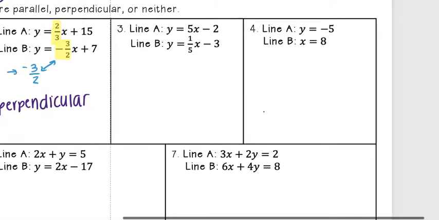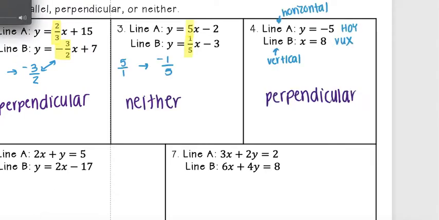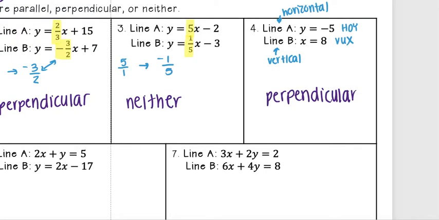Okay, go ahead and pause the video. I want you to try number 3 and number 4. So the answers you should have gotten here were neither and then perpendicular. Number 3 was a little bit tricky. It was so close to being perpendicular.